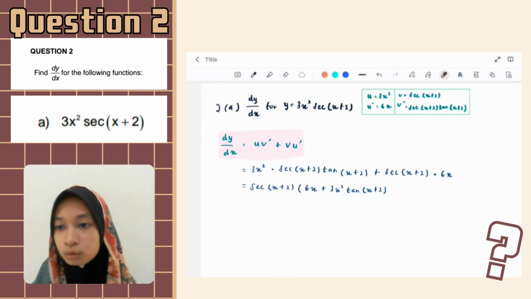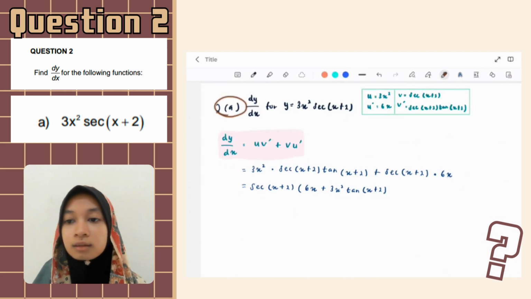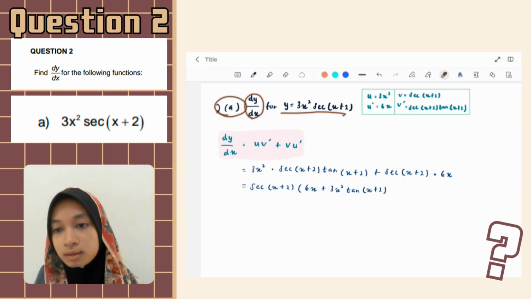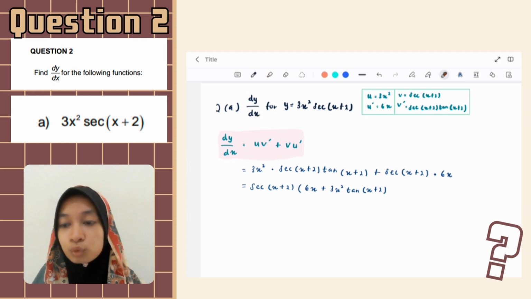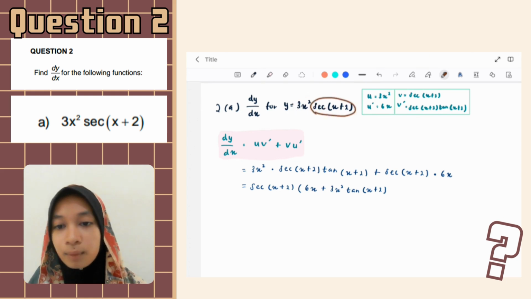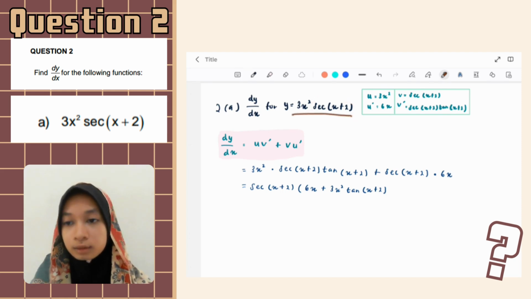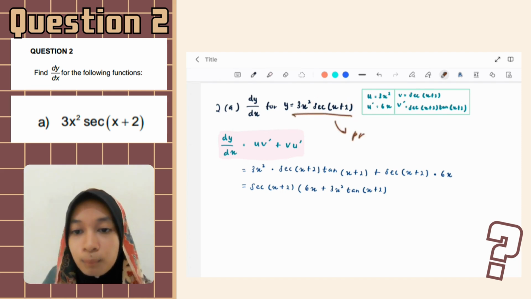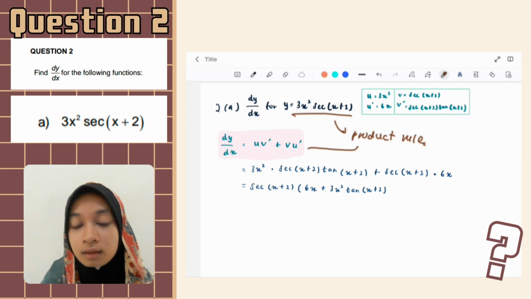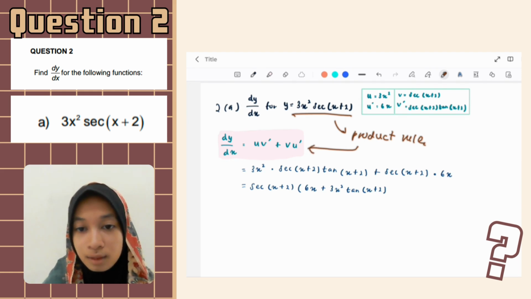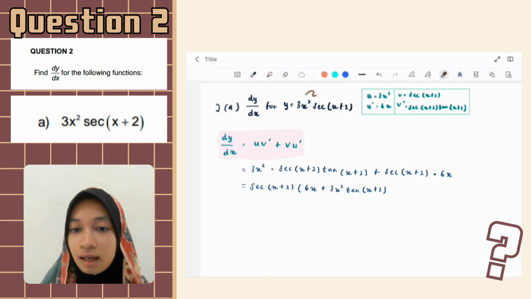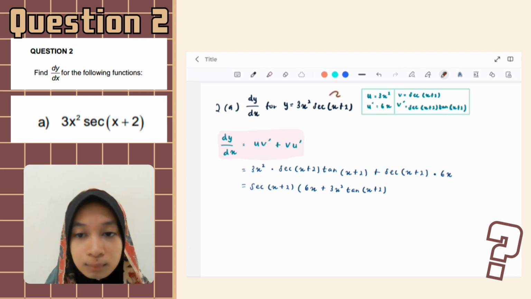We're moving to question 2e, where we need to find the differentiation of y equal to 3x squared times (secant x plus 2) with respect to x. This function is a product of two parts: the first part is 3x squared and the second part is secant x plus 2. Since we are multiplying two expressions, we need to use the product rule. The product rule says that dy/dx equals u v prime plus v u prime. This will be the formula that we are using in this question. Let's say that 3x squared is u and secant x plus 2 is v.